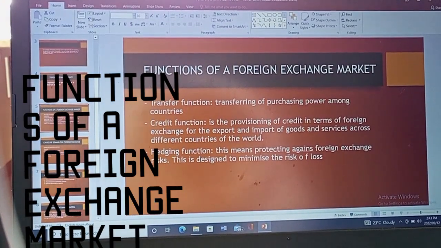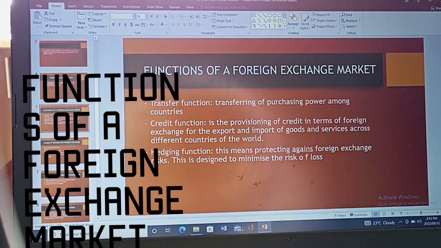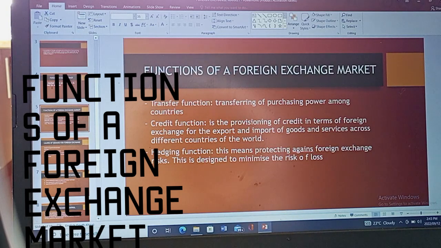Okay, thank you very much. Today I want to continue with where I left off during our last session, which has to do with the functions of the foreign exchange market. But before that, I would like to recapitulate the explanations for the foreign exchange market. Now, we agreed that the foreign exchange market is a market where currencies are traded.